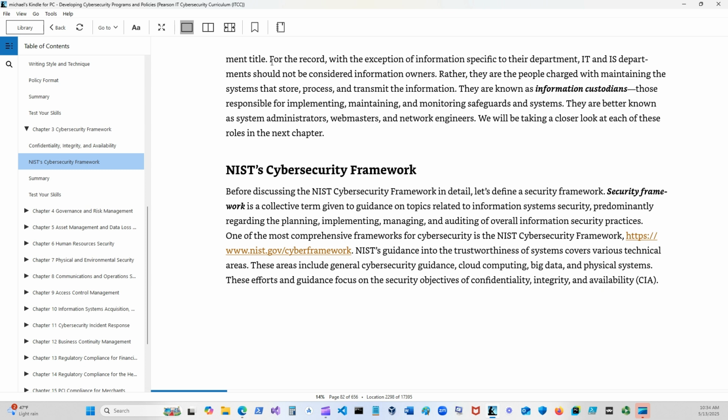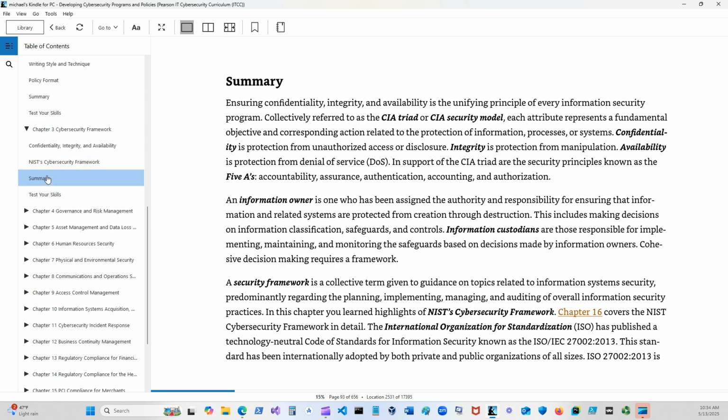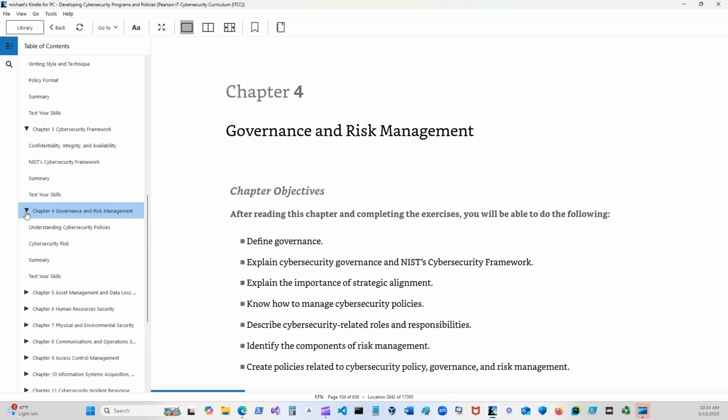Now, you see how he said at the start that this is not enough, right? The NIST framework security objectives on the CIA triad is not enough, okay? But it's a good place to start. Okay, now we're going to go here.